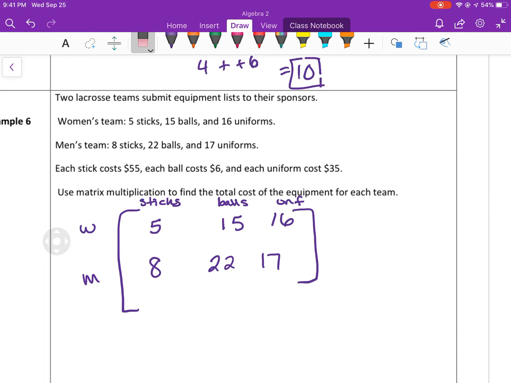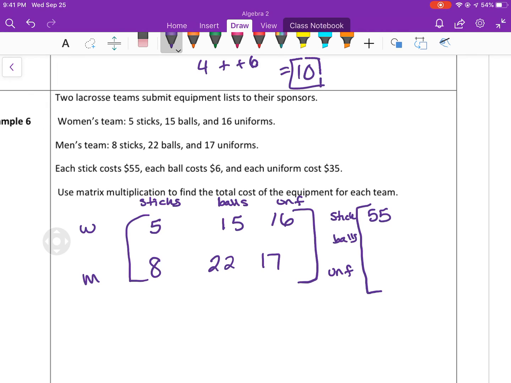And then I want to make another matrix. So this one's a 2 by 3 matrix. So I'm going to have a 3 by something. And I want it to correspond to the cost. So since I go sticks, balls, uniforms, I'm going to go sticks, balls, uniforms down the side. So the sticks cost $55. Each ball is $6. Each uniform is $35. And now I can multiply.